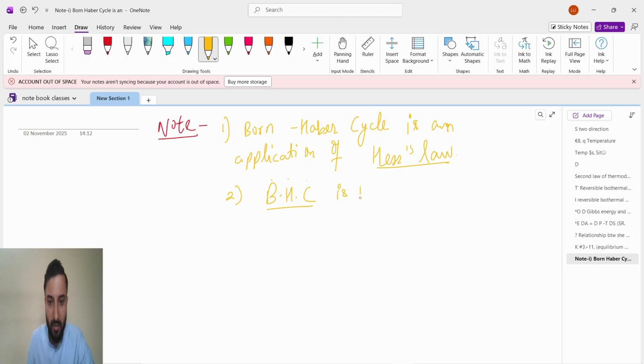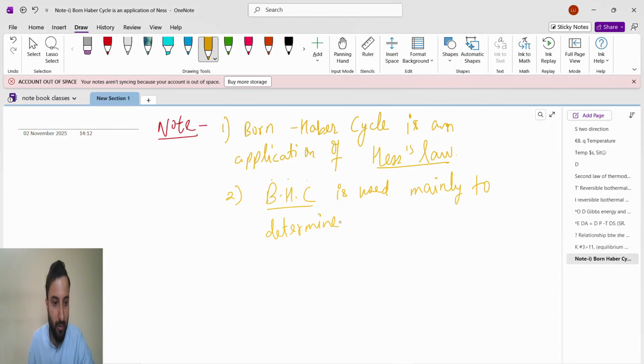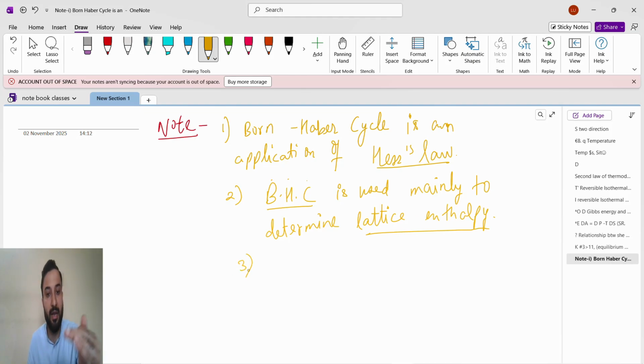Born-Haber cycle is used mainly to determine lattice enthalpy. All these points are very important; they can ask about them. Lattice enthalpy we cannot measure directly, so that's why we use the Born-Haber cycle. So first, Born-Haber cycle is an application of Hess's law. Second, it is used mainly to determine lattice enthalpy.